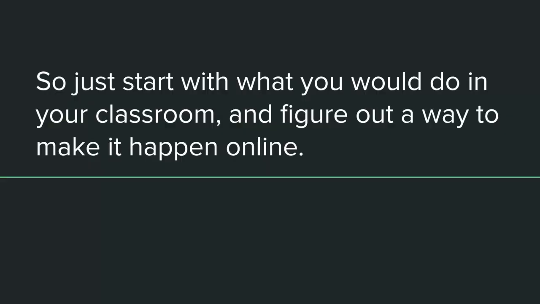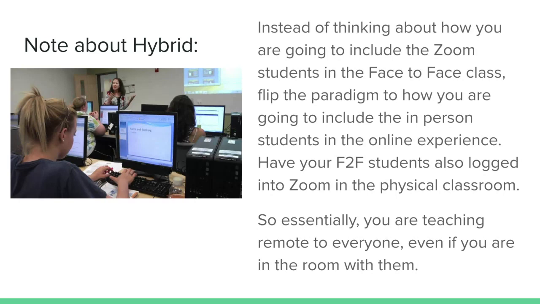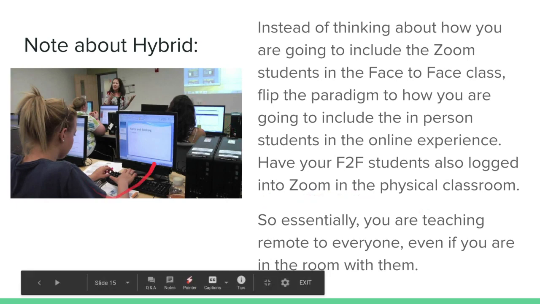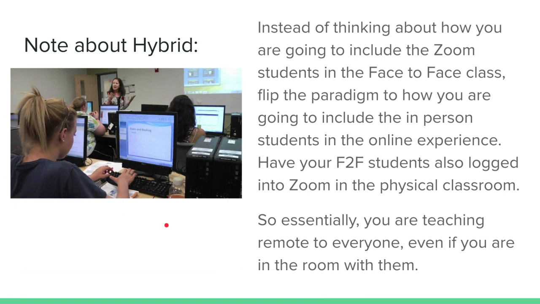All right. So one note about hybrid. The best way to do hybrid, actually, and this may be what you're doing in class, is you've got maybe 10 kids in your classroom, and then you've got 10 kids on computers at home. Well, one of the best ways to set that up is actually to have everybody on their computers. So even the kids in your class are on computers.